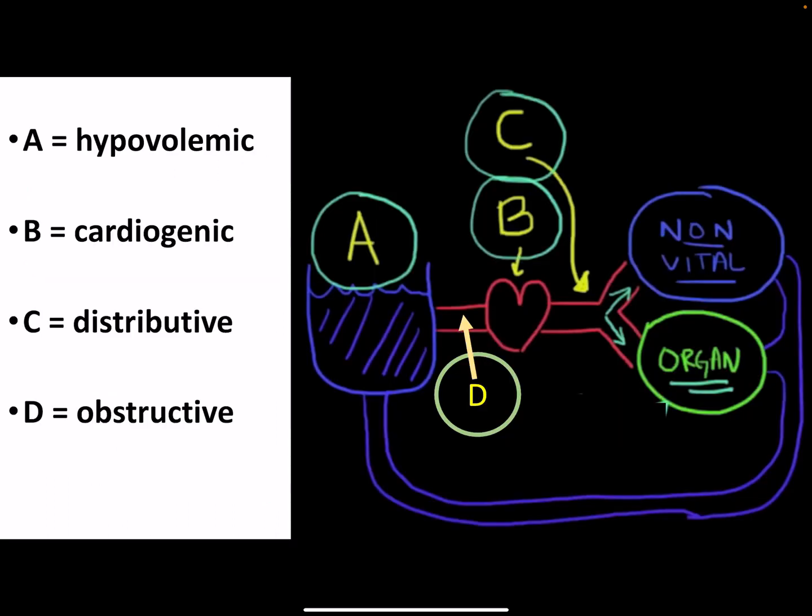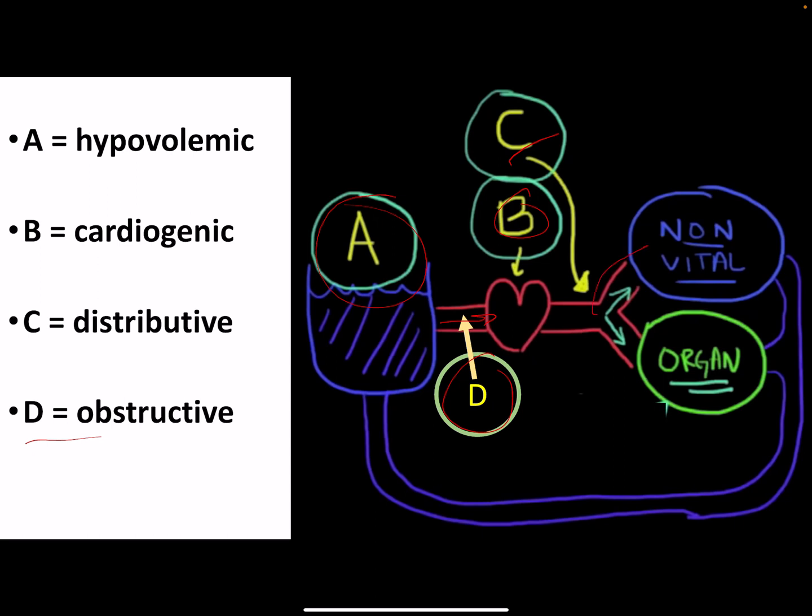You can picture it this way. Hypovolemic shock, there's not enough volume. Obstructive shock, there's something preventing blood from getting back to the heart and being pumped. B, cardiogenic shock, it's just not working. And then C, distributive shock. This is probably the trickiest one to conceptualize.